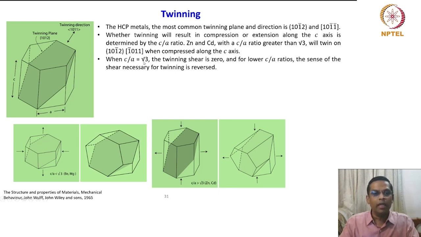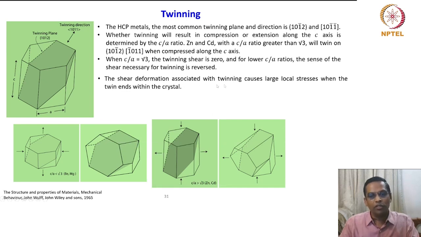When C by A is equal to square root 3, the twinning shear is 0. And at lower C by A ratios, the sense of the shear necessary for twinning is reversed. So what does it mean? This is what these pictures show, that effect. When the C by A ratio is less than square root 3, for example, in beryllium and magnesium, it tries to extend along this, or it gets compressed along this C axis.